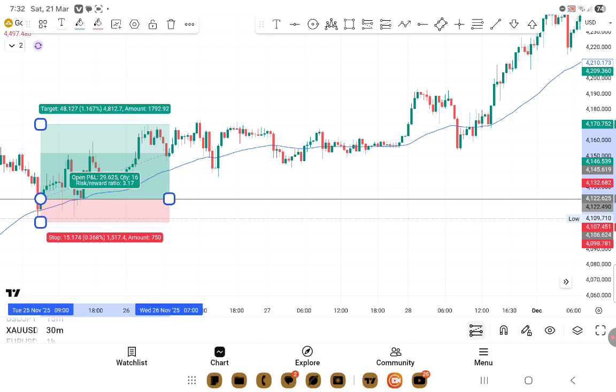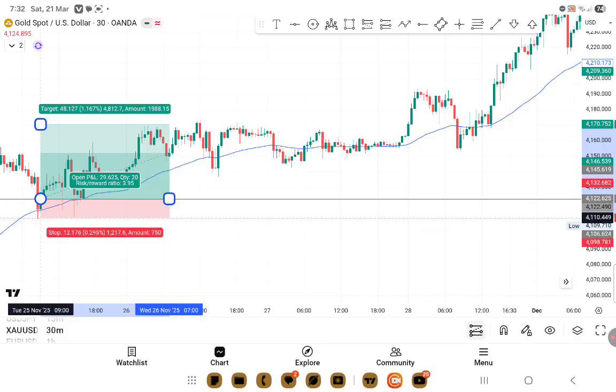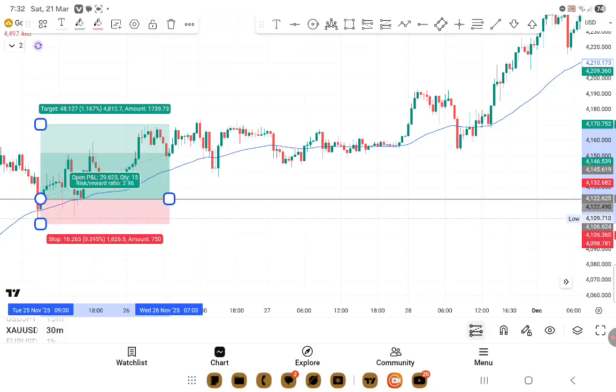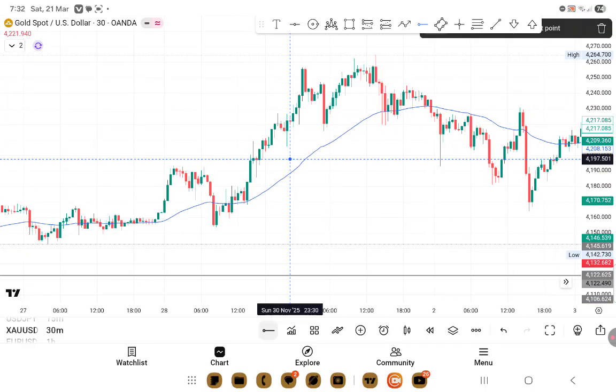But now there's one thing again I can do. If I decrease it, you see that it reduces. If I increase it, you see that it gets close, right? That's it basically. So now let's move further, please. Let's find more opportunities to buy.